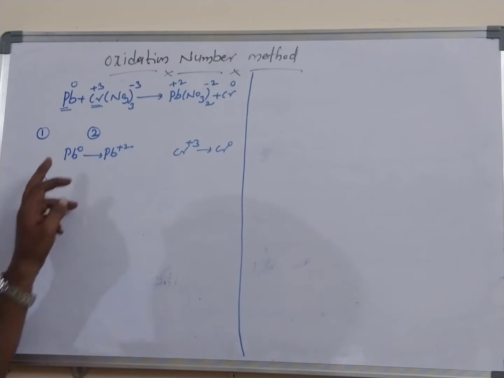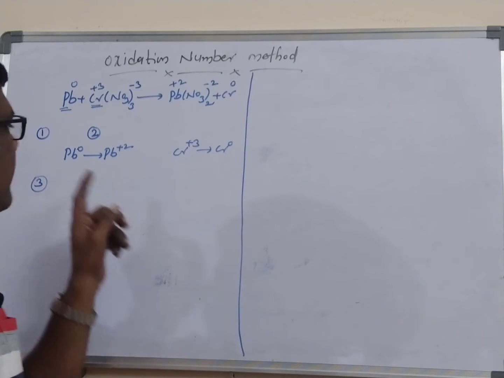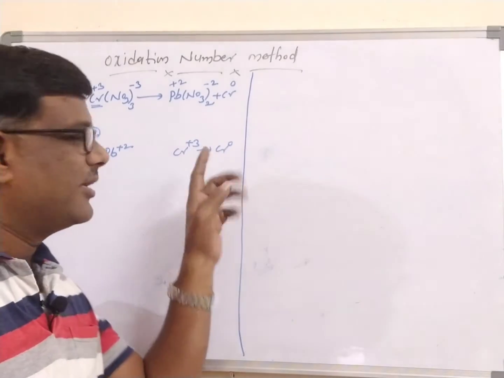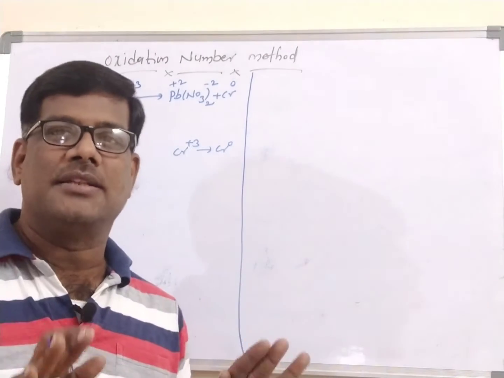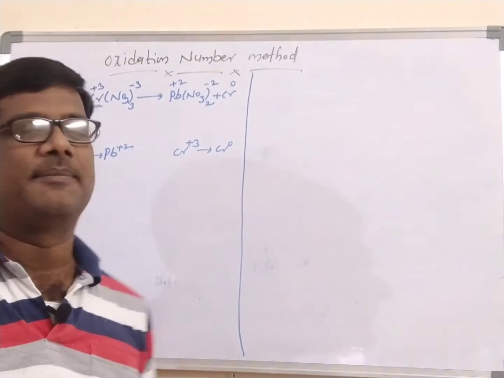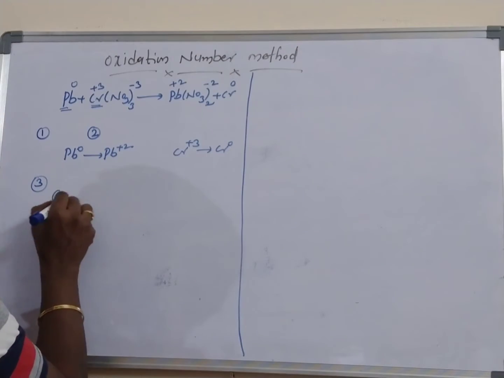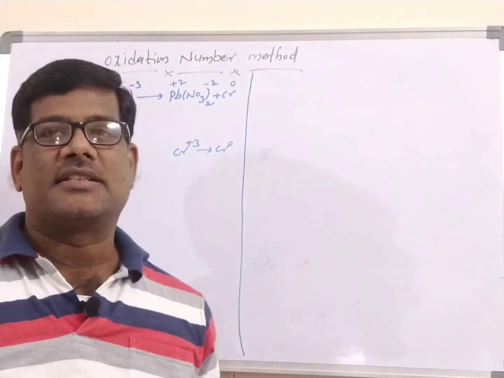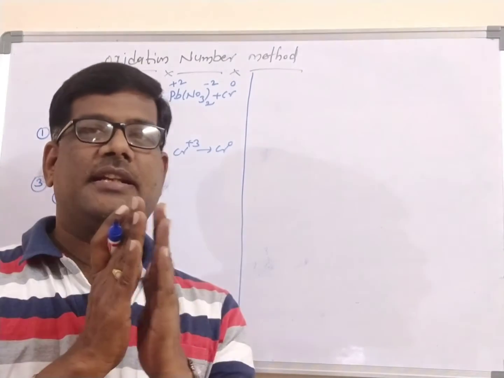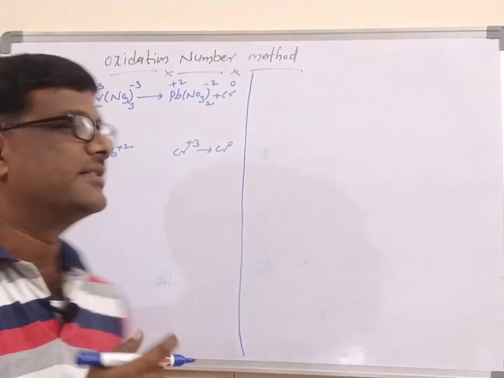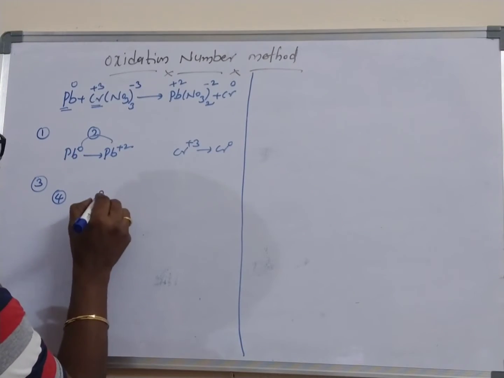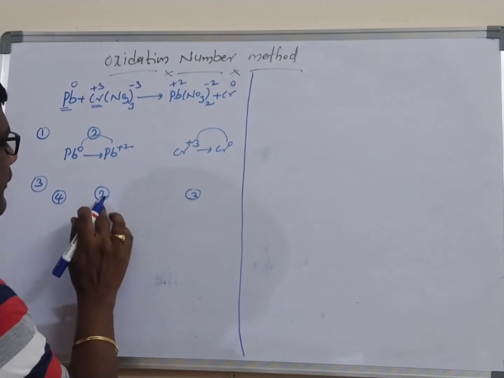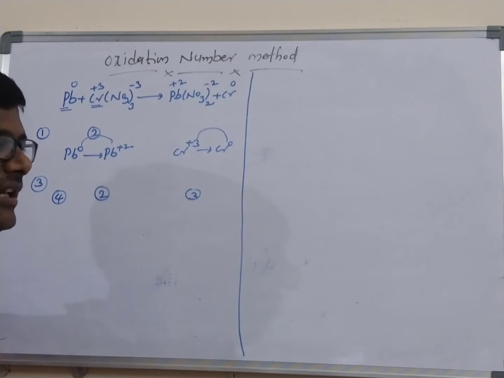Third step, balance with respect to atom. Here one lead, already balanced. No need to do anything. One chromium, already balanced. If it is not balanced, you have to balance with respect to the atom. Then fourth step: equalize the increasing oxidation state with the decreasing oxidation state. Here, the increase in oxidation state is 2, and the decrease in oxidation state is 3. So one is 2, one is 3. These 2 must be equalized.